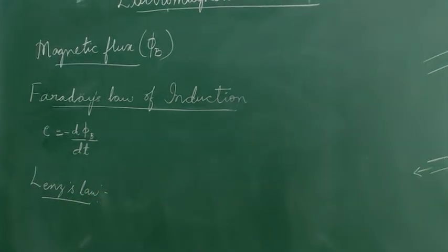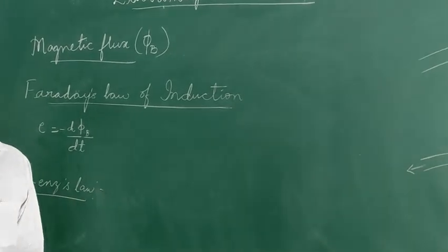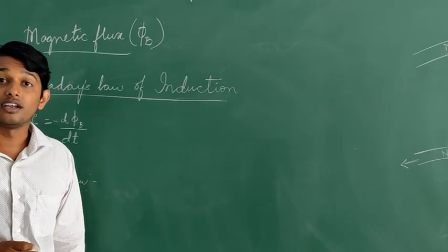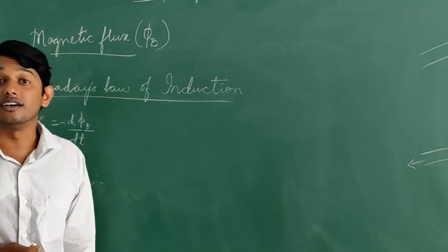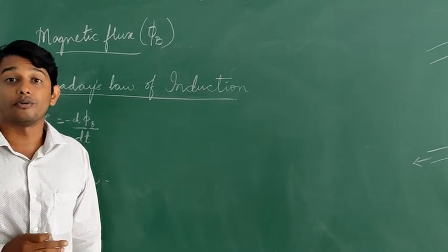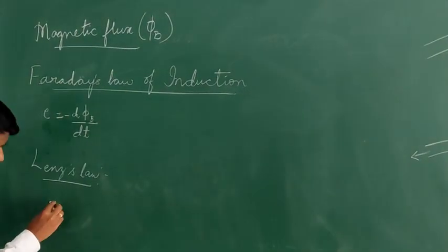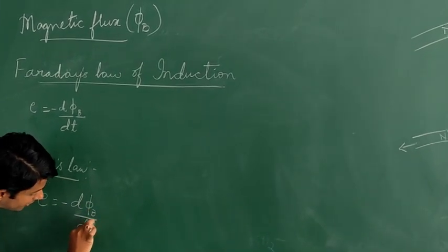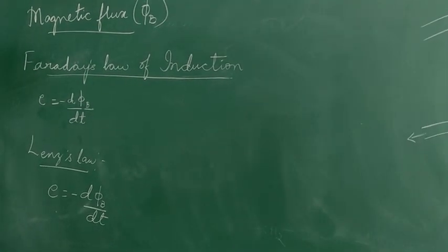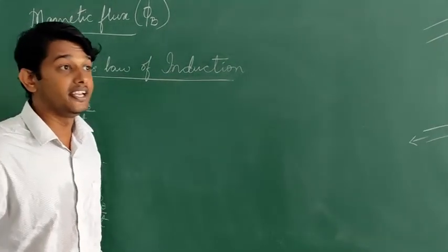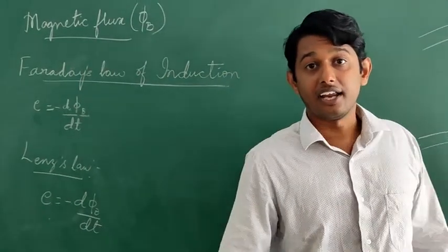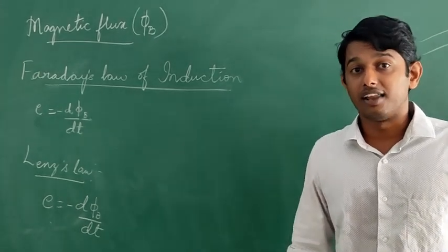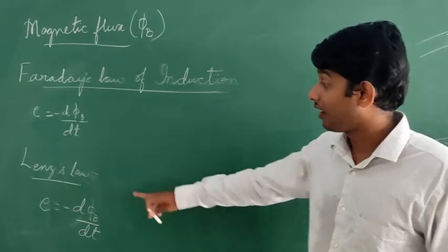So this Lenz's law says that the polarity of the induced EMF is such that it tends to produce a current which opposes the change in magnetic flux that produced it. So here E is equal to minus d phi b by dt. This was given by Lenz's law. It says that the polarity of the induced EMF is such that it produces a current that opposes the change in magnetic flux that created it. This is what Lenz's law says.